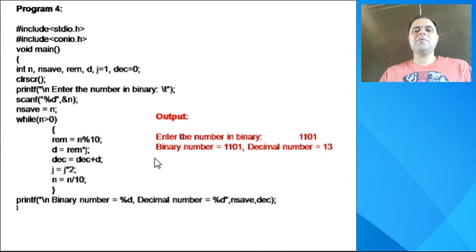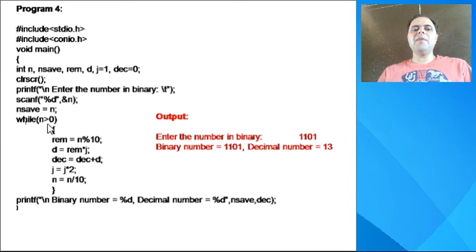So let's have another program. For example, we have to convert a binary number into a decimal number. I have taken some integer variables n, remainder, d, j. J is initialized to 1, and decimal is 0. So enter the number in binary. For example, you have entered 1101. First assign this value to n save. So I have assigned the value of n, which is 1101, to n save.